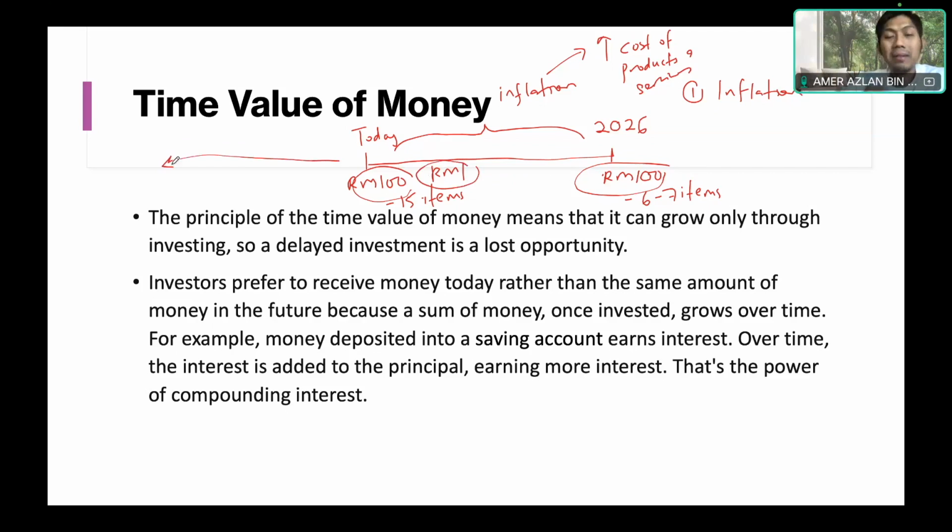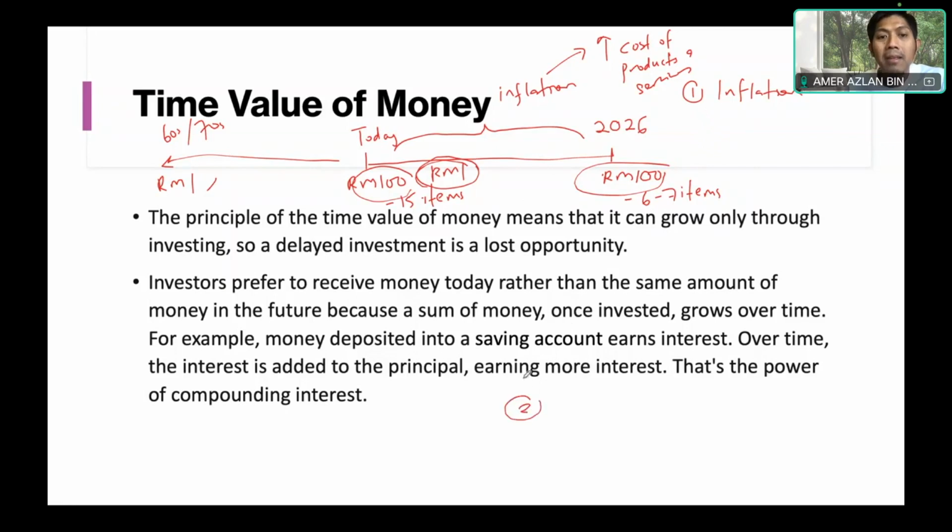But back in the 60s or 70s, with 1 ringgit, you can do a lot of things. You can enjoy a very nice cup of coffee. You can enjoy a very nice nasi lemak and so on with only 1 ringgit. But today, with 1 ringgit, there's nothing much you can do about it. Somehow it became less valuable. So that's the effect of inflation. That is one concept of time value of money.